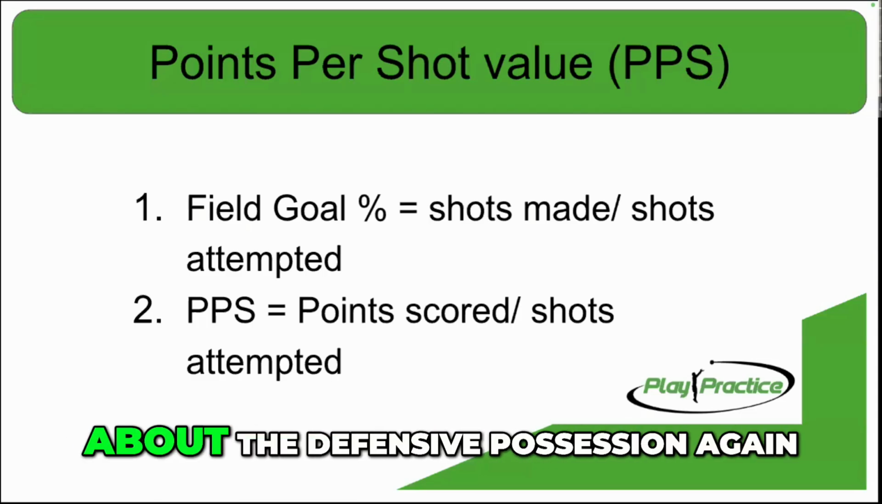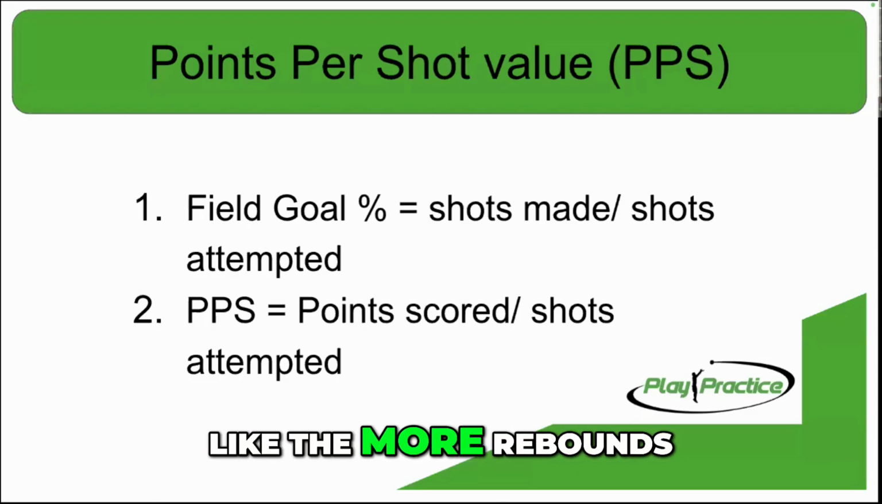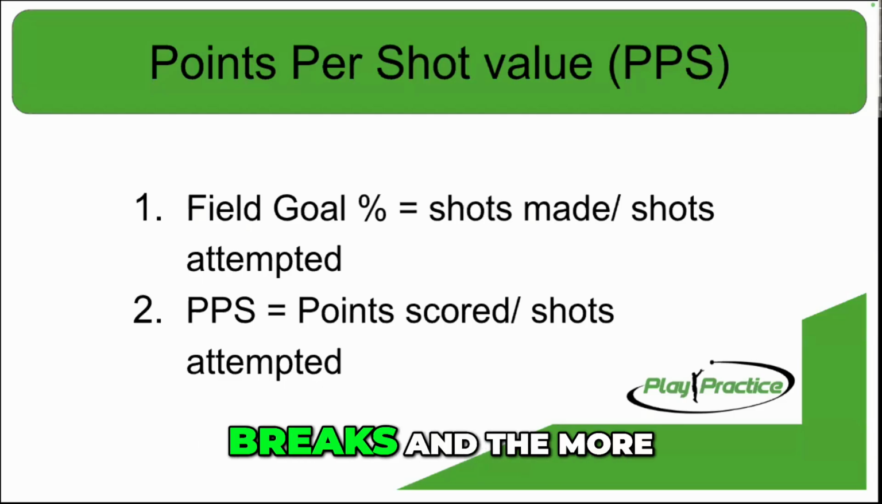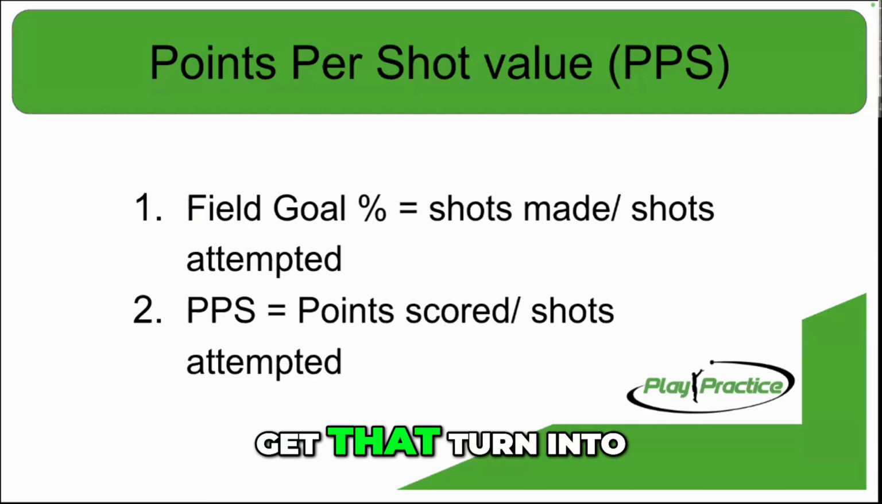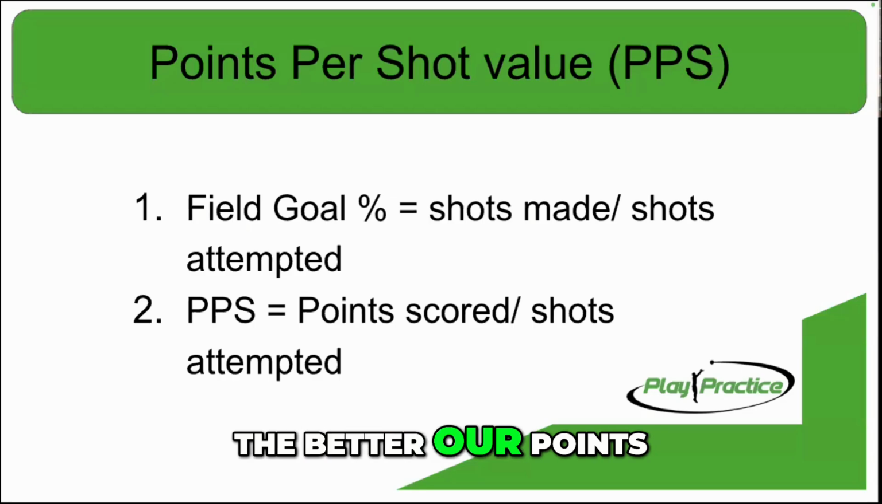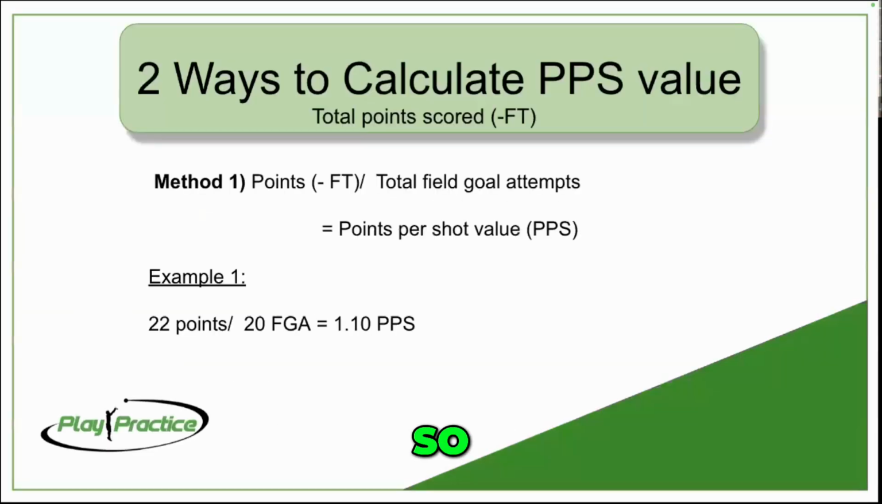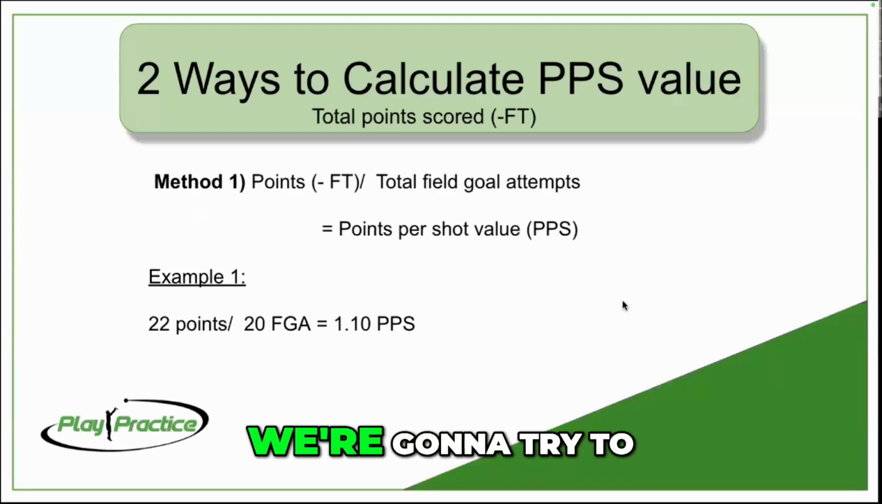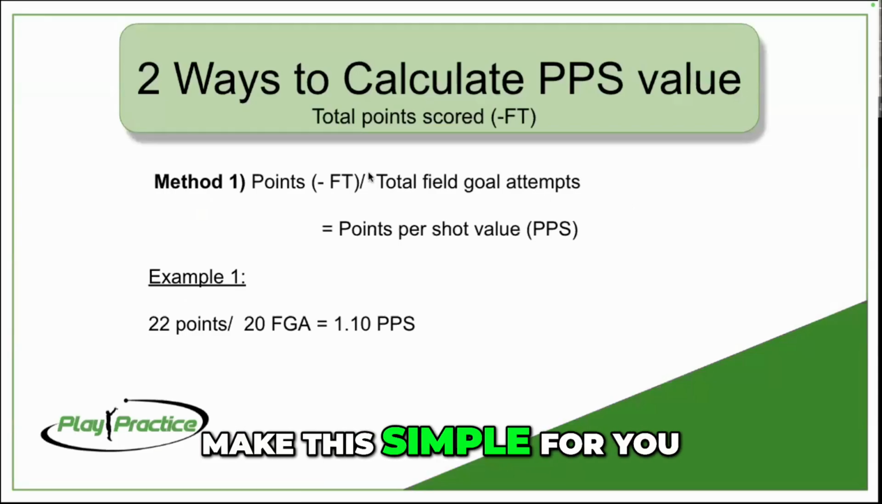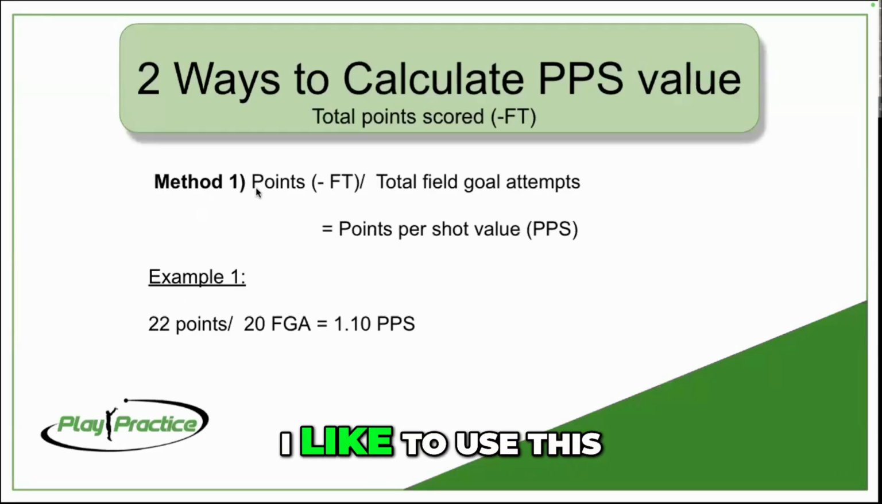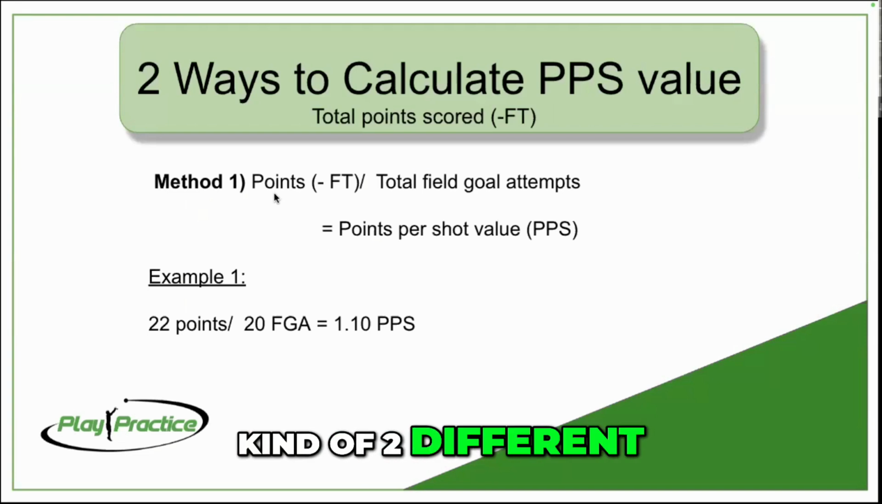Or we're going to talk about the defensive possession again: the more rebounds we get into fast breaks, and the more steals and deflections we get that turn into fast breaks, the better our points per shot value is on the other end of the floor. So gear yourself for some math here. We're going to try to make this simple for you, but there are two methods I like to use, two different ways you can approach it.